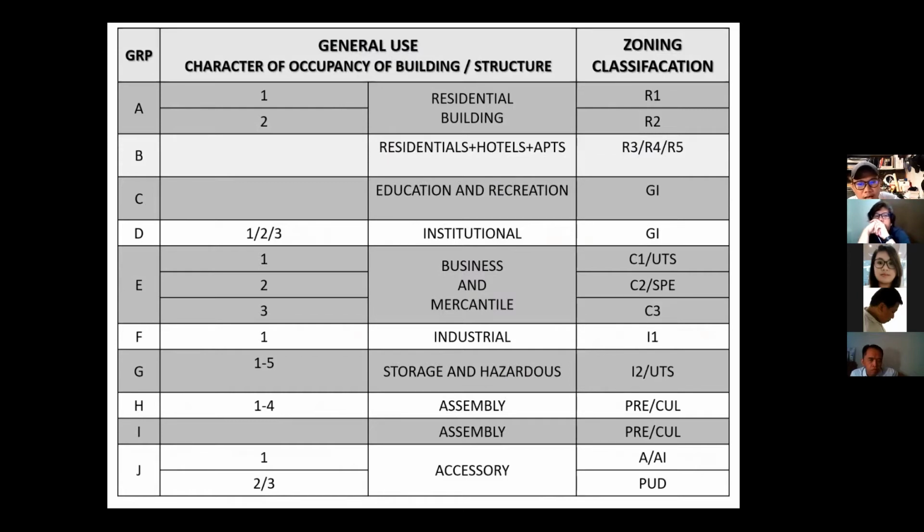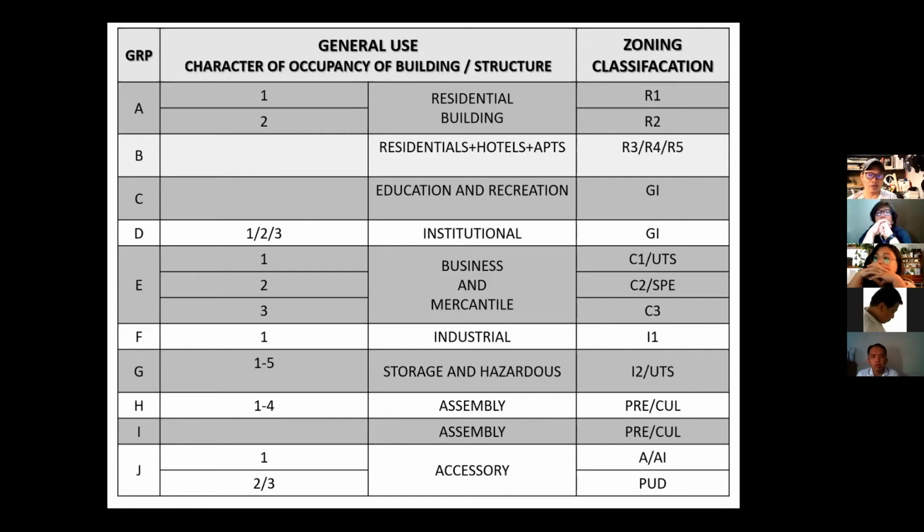Okay? So here are the groupings which you can look at later in the occupancy, but let's focus on group D. Okay? Residentials, hotels, and apartments. There are three zoning classifications there: R3, R4, R5. When you're talking about zoning classifications of residentials, R1 to R5, this is according to density. Okay? So if you look at our groupings, you have A and B there, and those are all residentials. So you might ask, sir, why are there different groupings, group A and group B, if both are residential? The only difference between group A and group B is that group A is non-commercial, non-leasing. But when you go to group B already, these are commercial in nature. So there's a difference.